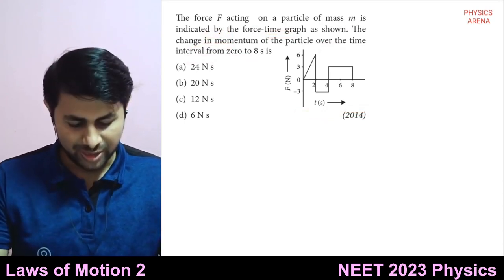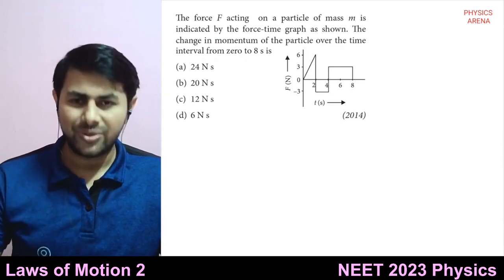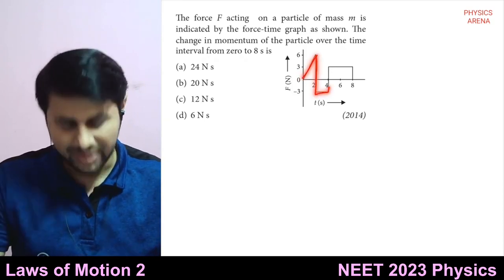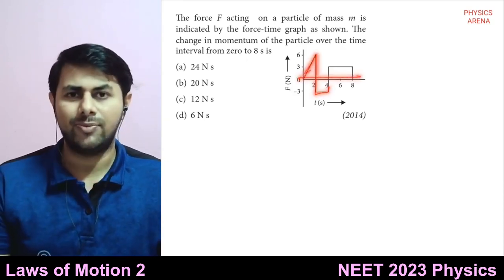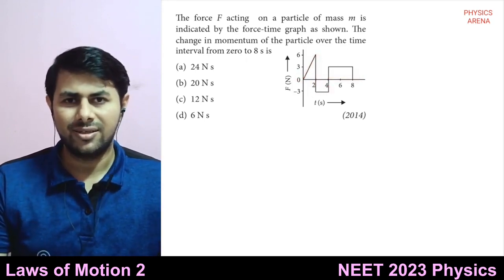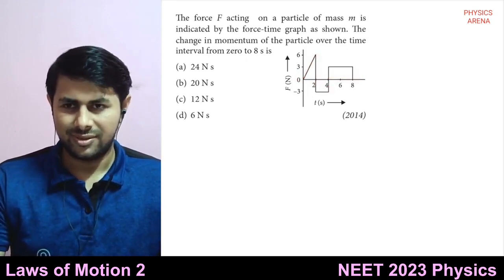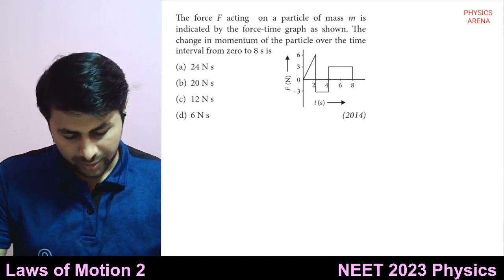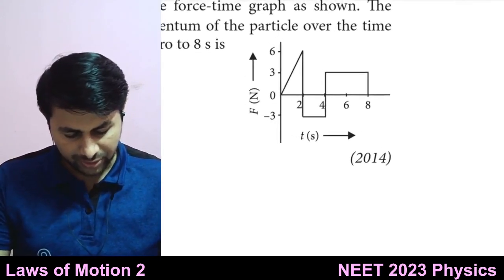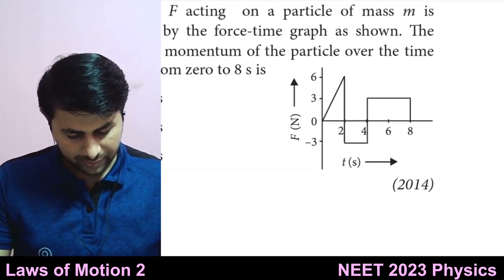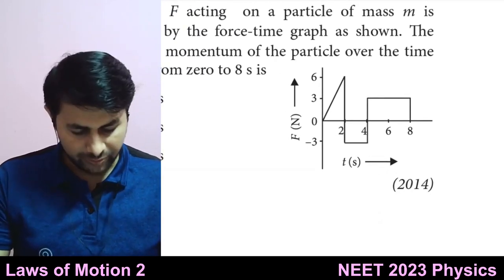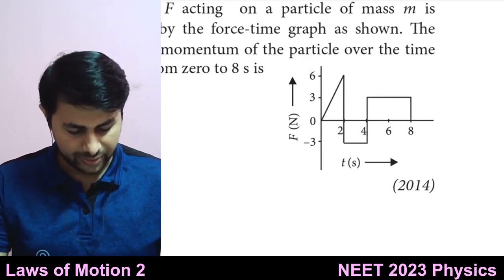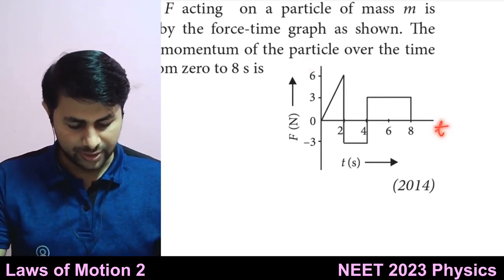Okay, so what will be the change in momentum? It is the area under this curve. But now there is one very important thing to be remembered: we'll take the area under the curve, but area above the x-axis is positive and area below the x-axis is negative. Okay, so let's find out the area. The change in momentum will be the area under this curve. This is force on the y-axis or vertical axis, and it is time on the horizontal axis.